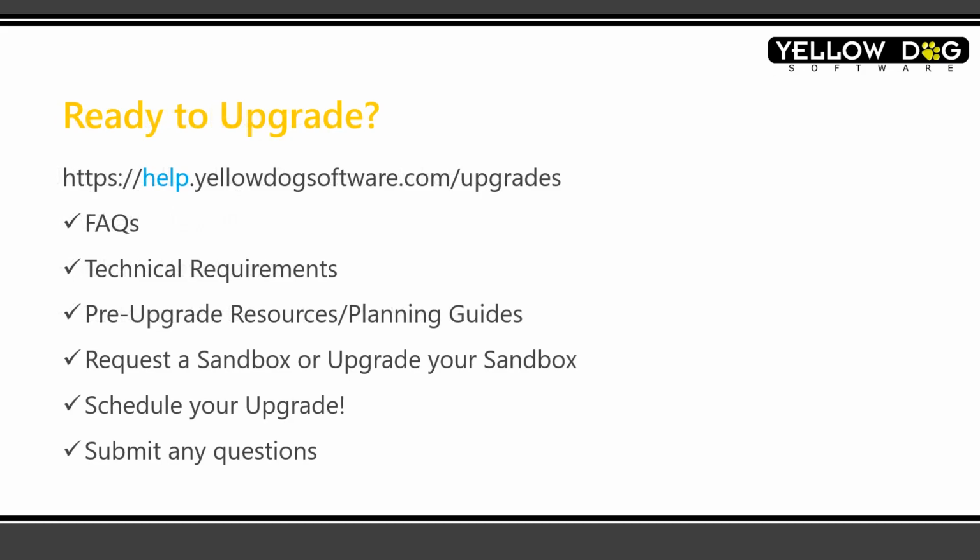If you're ready to upgrade, go to our help site at help.yellowdogsoftware.com and go to our upgrade section. You can see frequently asked questions, see the technical requirements, view the pre-upgrade resources and planning guides, request a sandbox, or even upgrade your sandbox if you already have one. You can actually self-service and schedule your own upgrade. And of course, you can always submit any questions to the upgrade team.